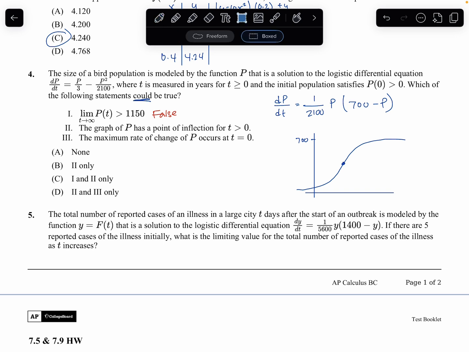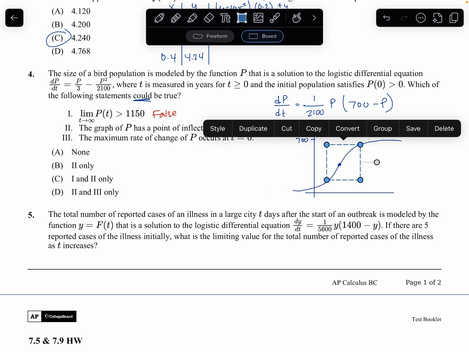Now the point of inflection, is it greater than 0? It definitely could be. It doesn't have to be. We don't actually know how large the population is when it starts. So could the inflection point be before or after t equals 0? It could be either. So it could be true.